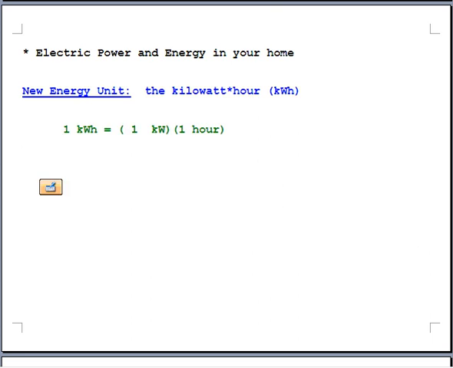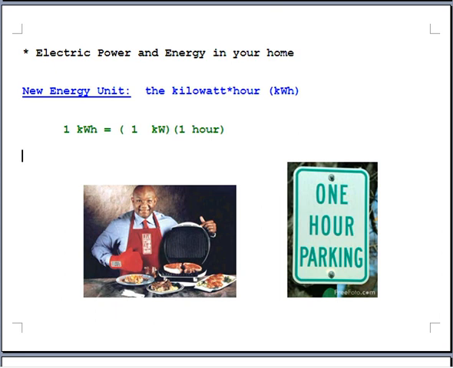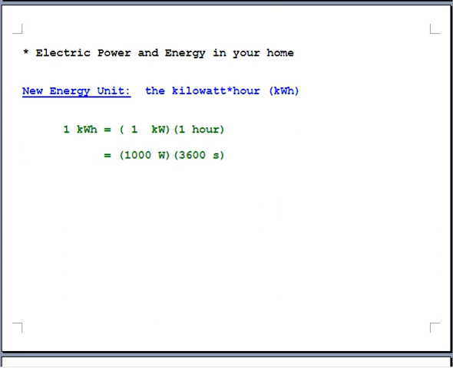So a kilowatt hour is 1 kilowatt, 1,000 watts, working for 1 hour, which is 3,600 seconds. So it's like George Foreman with his magic 1,000 watt grill running for, you got your 1 hour parking sign. So it's 1,000 watts multiplied by 3,600 seconds. Turns out a kilowatt hour is equal to 3.6 million J for joules. Now, your house, I would guess on a day-to-day basis, probably goes through 30, 40 kilowatt hours, maybe something like that.